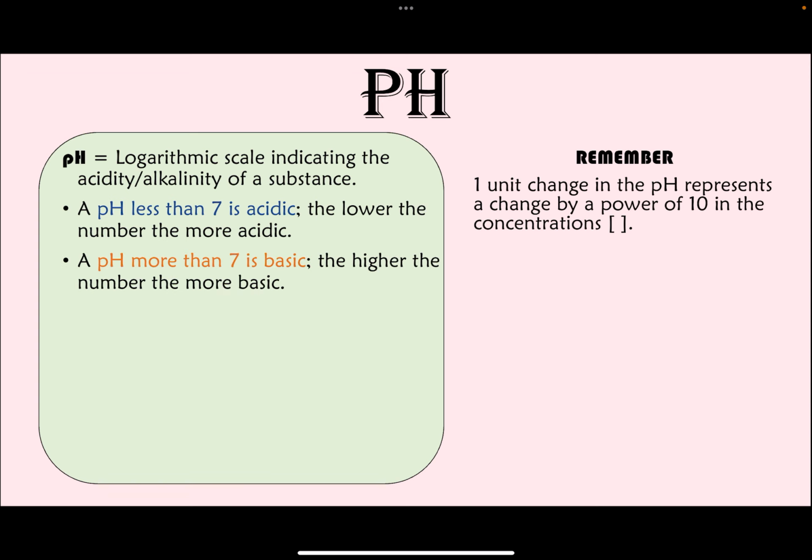A pH of more than 7 is basic. So once again, in this case, the higher the pH, the more basic that substance is. The substances that have a pH of 14 are very, very strong bases. And that's because a pH of 7 is neutral. So the farther away the substances are from that neutral pH, the stronger of an acid or a base they become. So here's the equation for the pH.